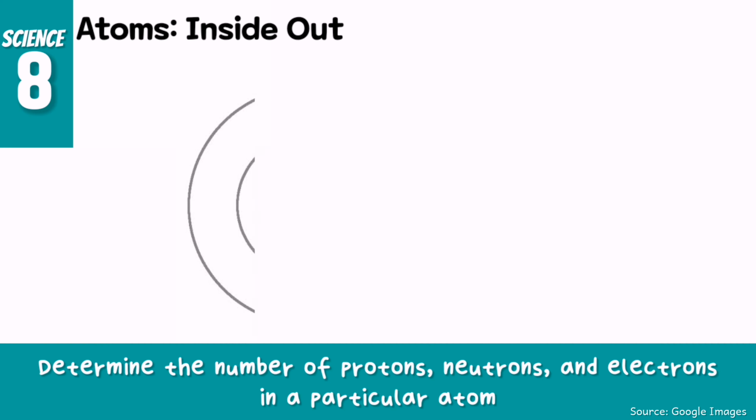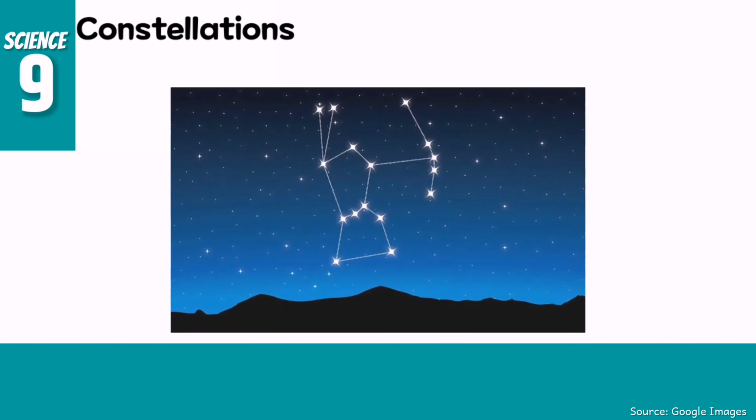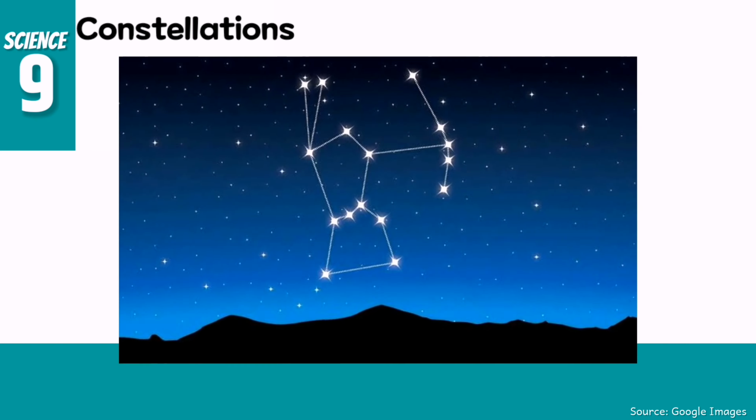Climate. In this topic, you're going to explain how different factors affect the climate of an area. Also, you're going to describe certain climatic phenomena that occur on a global level. Constellations. In this topic, you're going to show which constellations may be observed at different times of the year using models.